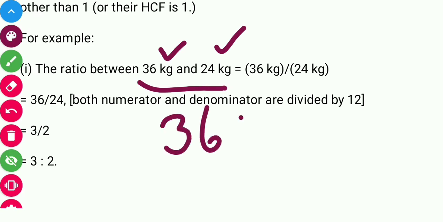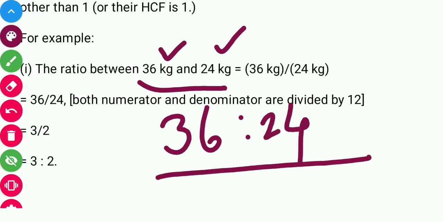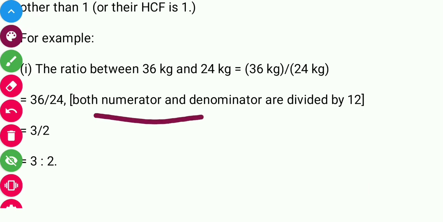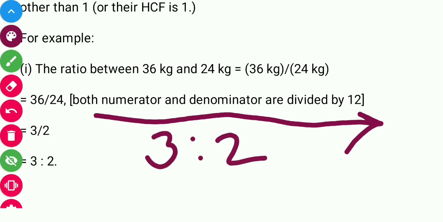So you can take 36 is to 24, and you can see these are not in standard form. You need to look carefully, they both are divisible by 12. So you need to divide them by 12. As in the procedure, both the numerator and denominator are divided by 12. So after dividing by 12 you will get 3 by 2 or 3:2. Now for this 3:2, their HCF is only one common factor, so simplification is not possible. So this is the final ratio.